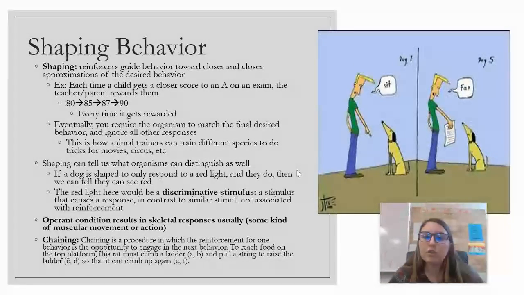So let's say you train a dog to bark when they see a red light, and only a red light. If they only bark at a red light, then that tells us that they can tell the color red from other colors. So we call this a discriminative stimulus, meaning the red light in that situation would be the stimulus that causes a response, whereas other similar stimuli won't cause that response. So that would be a discriminative stimulus.